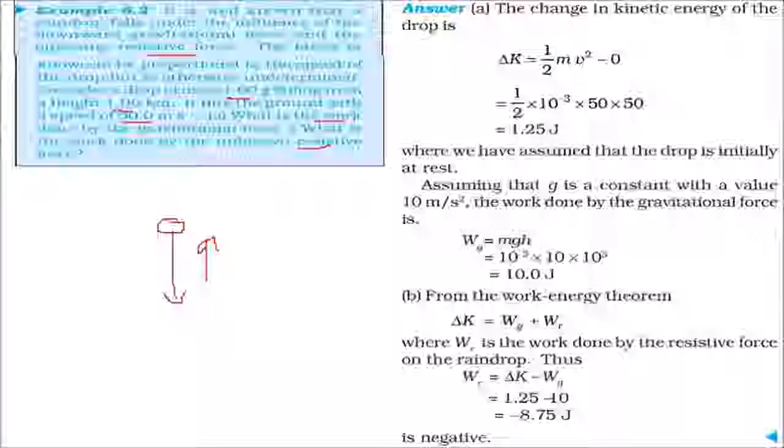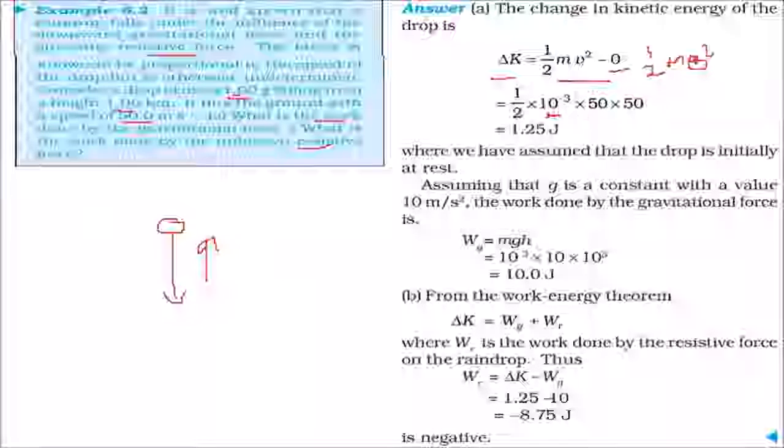So, how to find this? We have just seen that the change in the kinetic energy is the work done. Or simply you can say work done is change in kinetic energy, which is equal to F into d. So delta K is half mv square minus half mu square. But it is coming from rest, so u is 0. So delta K is simply half into mass, which is 10 to the power minus 3 because it is 1 gram. So we have changed it into the proper unit. And velocity is 50, so 50 into 50, you get delta K equal to 1.25 joule.